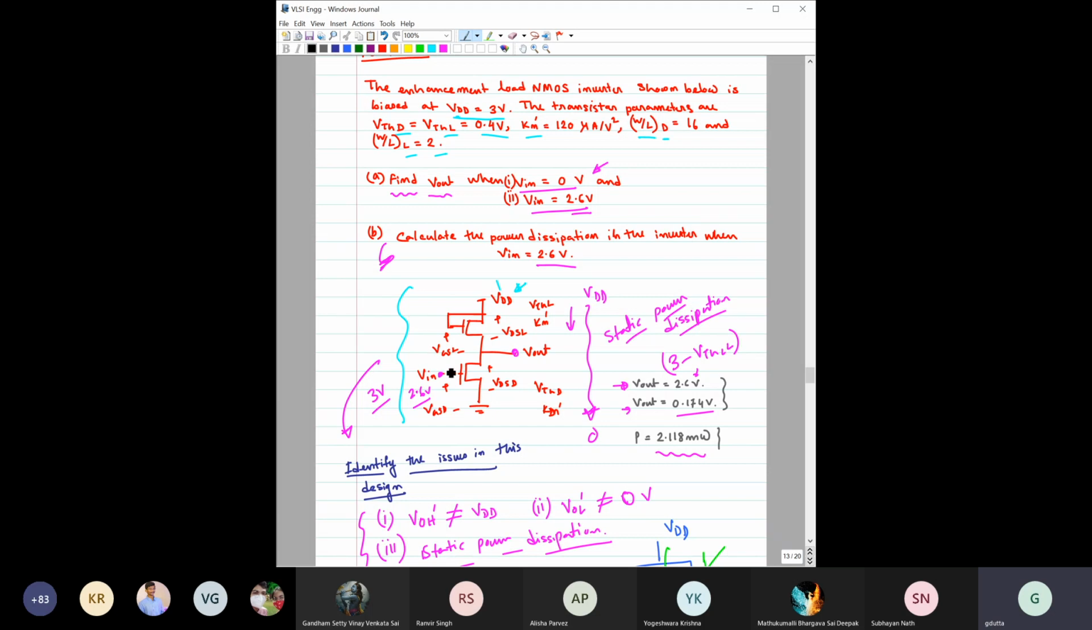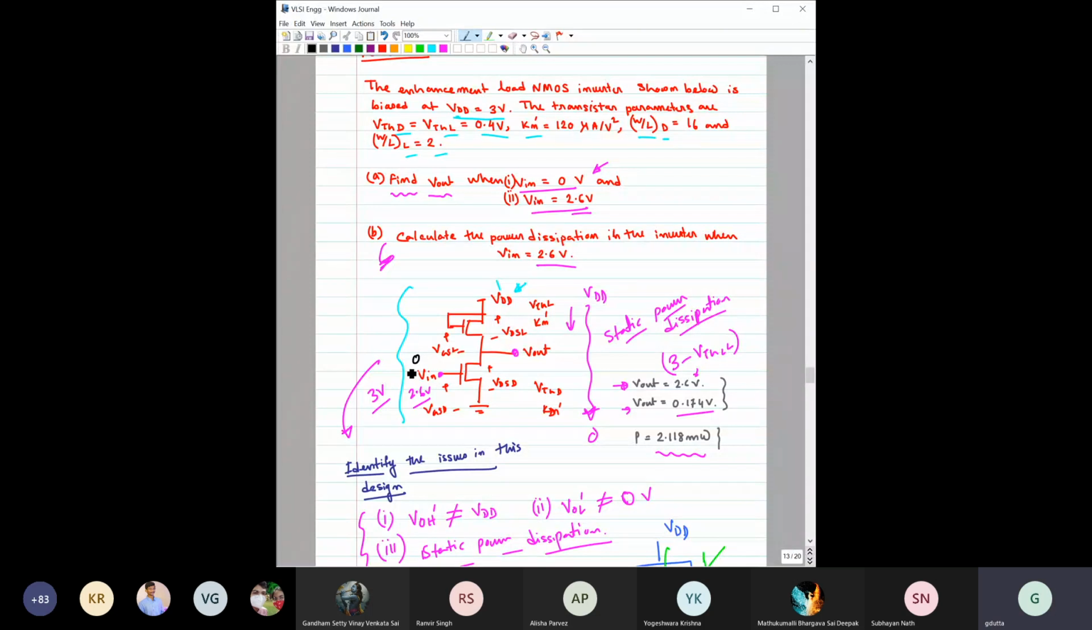For example, you can see it here. If you have given V in equal to 0, this transistor is off. So this V in is not in touch with this ground, and there is no connection between V out, VDD and ground. So no power is dissipated from the battery or source. So when V in equals 0, static power dissipation is 0.